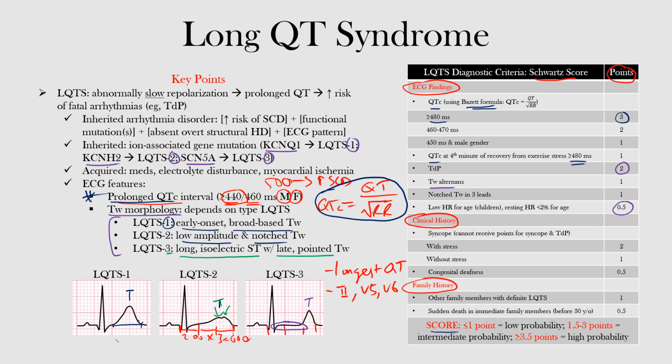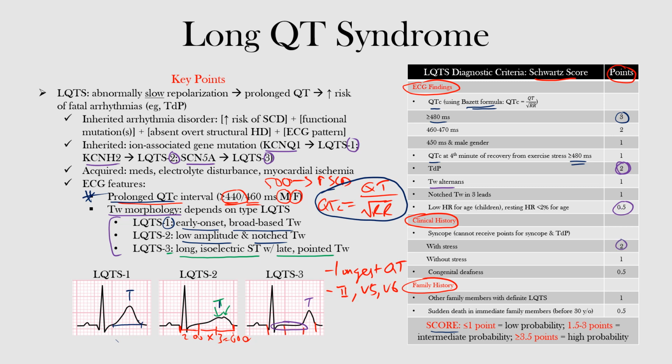And then we want to look at the clinical history. In this case, we're looking first if there's syncope. And you cannot receive these points for the syncope as well as for the torsades. So if they get 2 points for torsades, they don't also get 2 points for syncope. So it's one or the other. If they develop syncope with stress, they get 2 points. If they develop it without stress, there's 1 point.